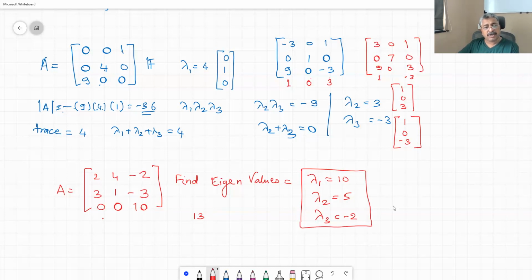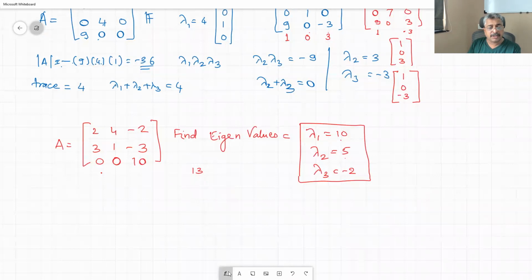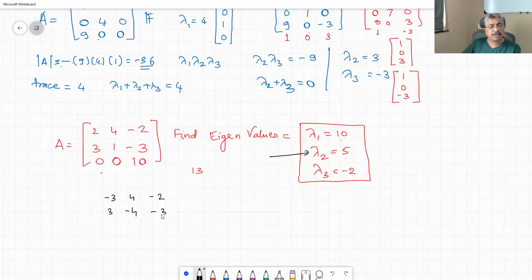Okay, and maybe the corresponding eigenvectors also you can find out, but then we will have to do that subtraction and evaluate that. Let us see if for one we can do it or not, because now we are learning a technique by which an eigenvector can be found out very quickly. So maybe for lambda 2 we will check: minus 3, 4, minus 2, 3, minus 4, minus 3, 0, 0, 5. Okay. So now what vector should we multiply this with so that we get 0, 0, 0.